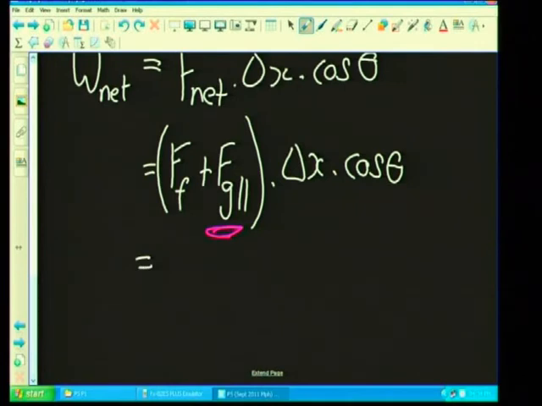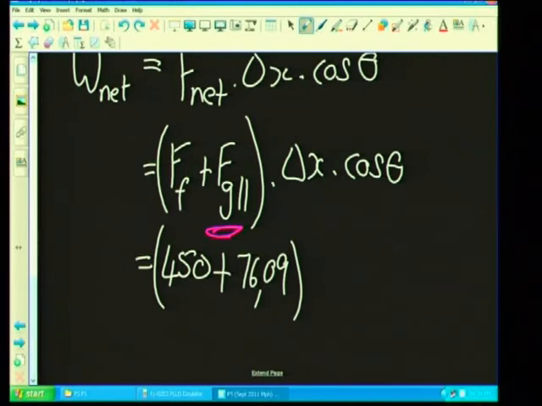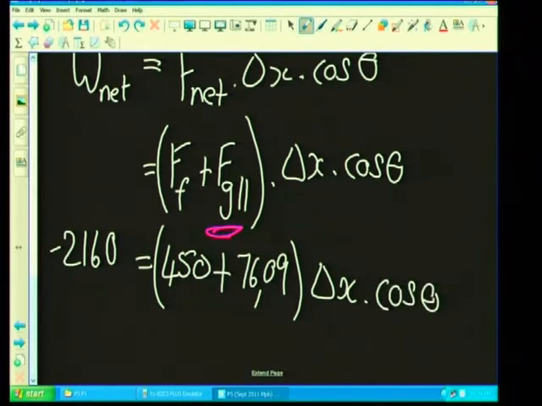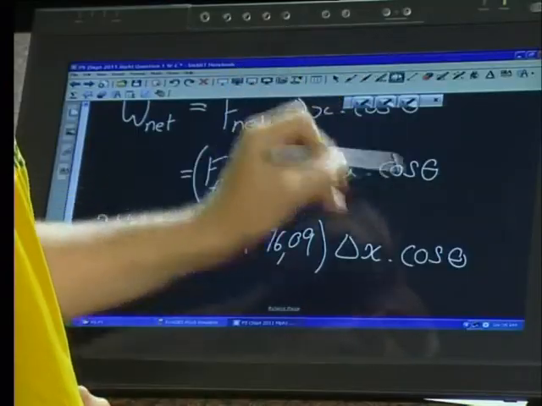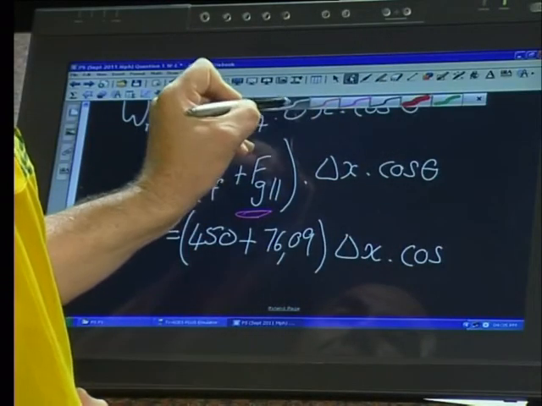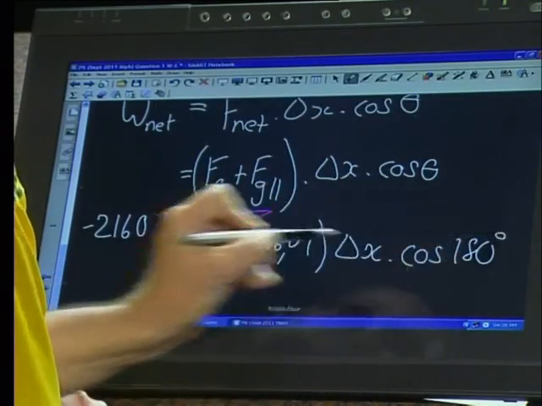I'm just going to quickly put that value into my equation here. I knew that the force here was 450. I know that this is plus 76,09. And I'm now going to substitute my values in for work. Minus 2160, which I worked out earlier, times delta x times cos theta. Now, remember, in this particular example, what are we doing? The block is sliding up, but the forces are pulling down. What's the angle theta? 180. And so we're going to put that 180 in over here, and that will give us the minus 1.